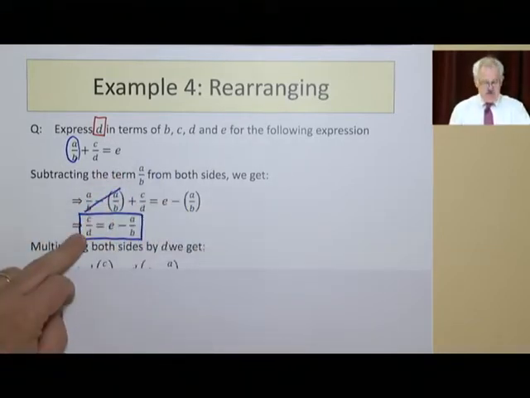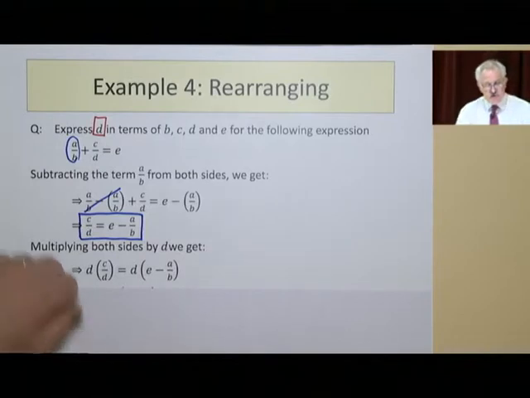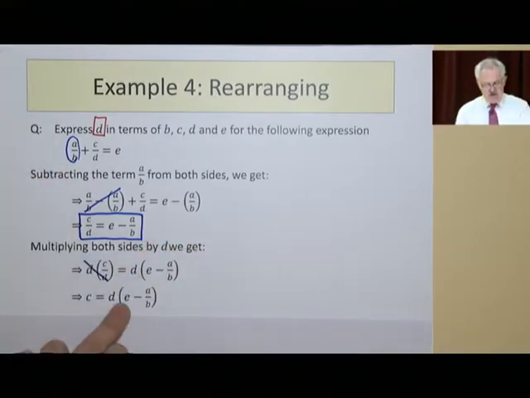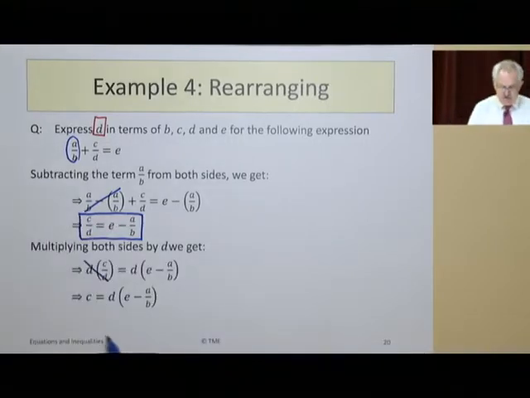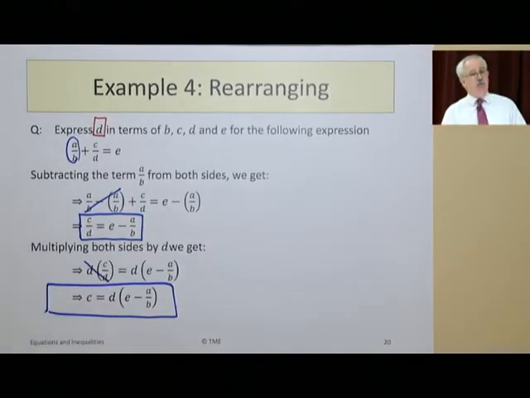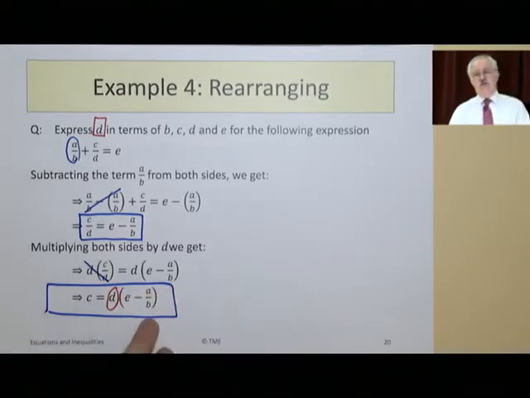The D is on the bottom though, so I'm going to multiply both sides by D. D times this is D times that, which is good. They're going to cancel. So C is equal to D, E minus whatever. Now, this isn't too bad. It's a bit simpler, but I've got a problem. D is on the right-hand side.